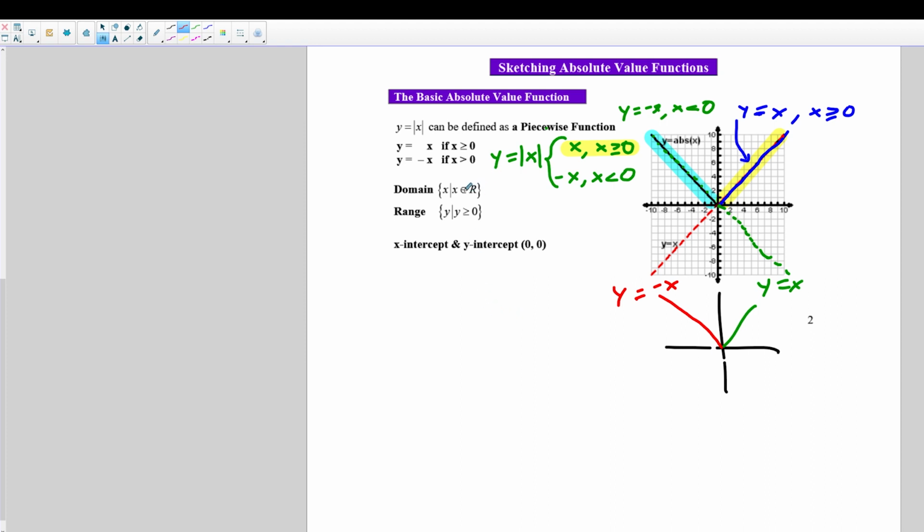Your domain is just x is an element of all real numbers, and y has to be greater than or equal to 0. So like we said earlier, there are no negative values of y. Your x and y intercepts are just going to be the same right there at the origin in this case.